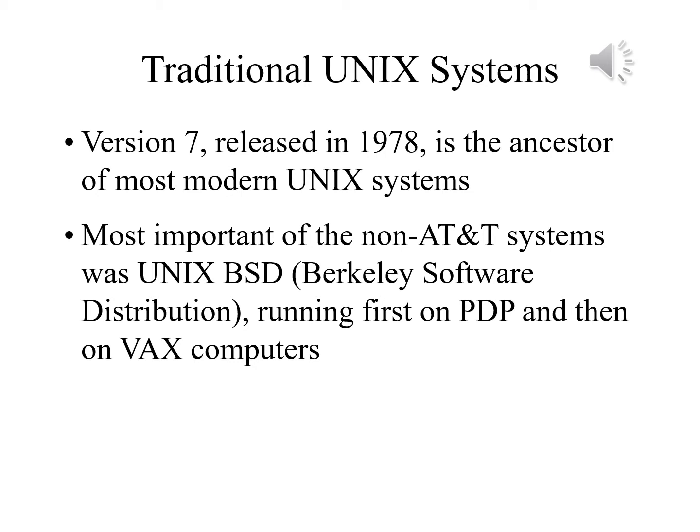The most important of the non-AT&T systems to be developed was done at the University of California at Berkeley, called UNIX BSD, Berkeley Software Distribution, running first on PDP and then VAX computers. AT&T continued to develop and refine the system. By 1982, Bell Labs had combined several AT&T variants of UNIX into a single system, marketed commercially as UNIX System 3. A number of features were later added to the operating system to produce UNIX System 5.